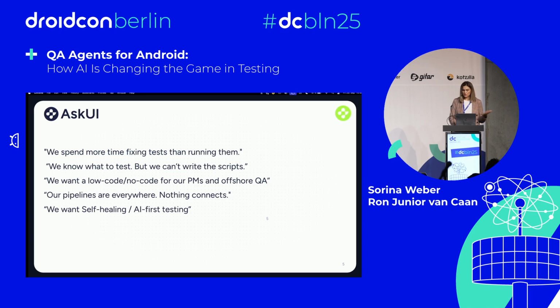And of course, pipelines everywhere. They cannot connect testing on multiple devices, therefore there's a need for structuring the automation pipelines across CI/CD. And last but not least, because we're going to switch into the demo, they really want a self-healing, AI-first testing tool, intelligent test generation, and ideally an intelligent QA partner.